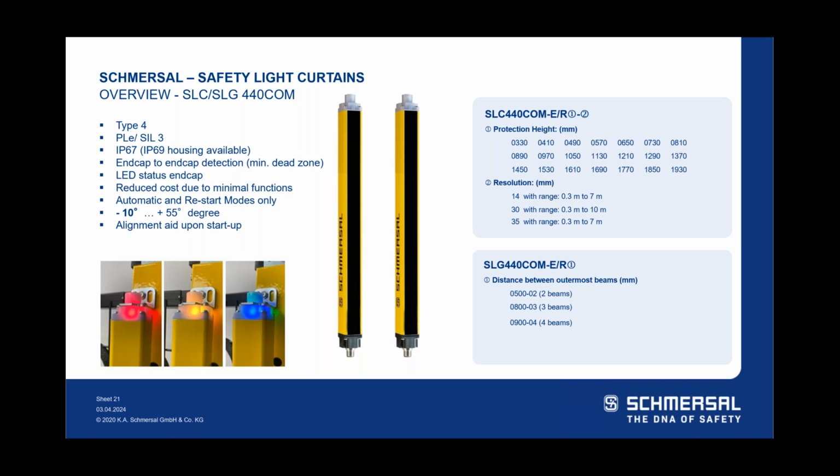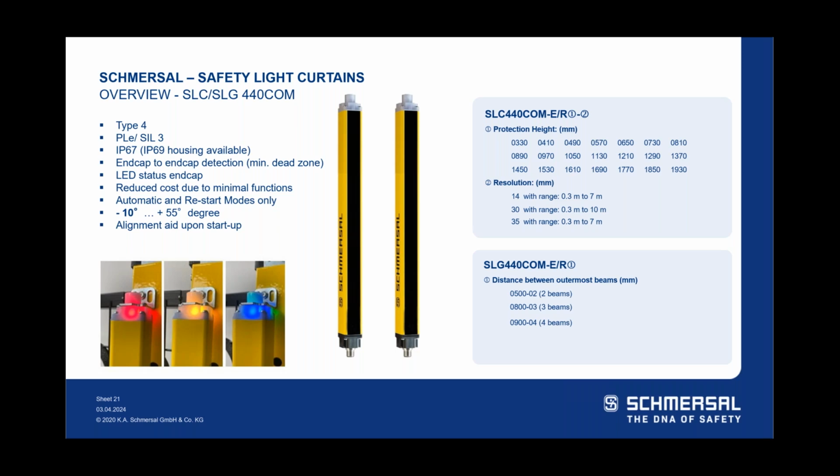Again, on the right-hand side, it's the breakdown of the part number. Okay, the protection height we talked about, all in millimeters. So they go up in 80 millimeter increments, which is a little over 3 inches. Again, good to know if you were to call Schmersal and say you need a 490 light curtain. Well, we don't have that, but we have the next one. We have a 410. Can you use that? It's a 3-inch difference.